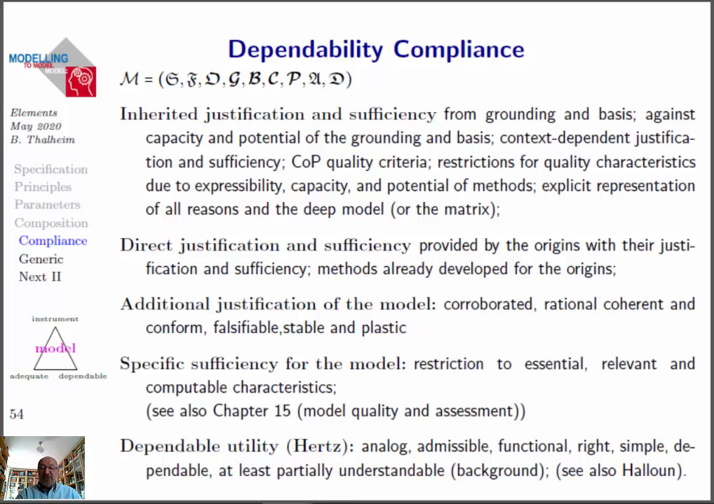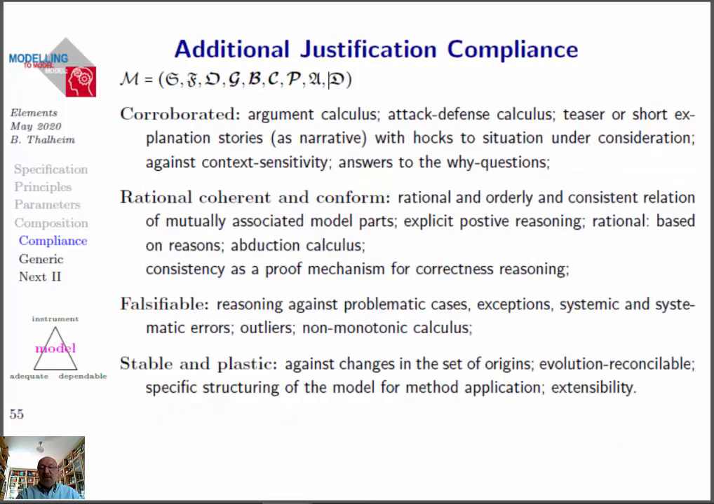A specific sufficiency for the model, of course, in the restriction to the essential, relevant and computable characteristics. I will come to this a little bit later in chapter 15. We can use the framework Hertz was proposing for dependable utility. The model should be analog, that relates back to adequacy, admissible, functional, right, simple, dependable, and at least partially understandable. I relate to a very nice book written by Halun on the background in physics model. Okay, so in this case we have only to consider the additional justification compliance.